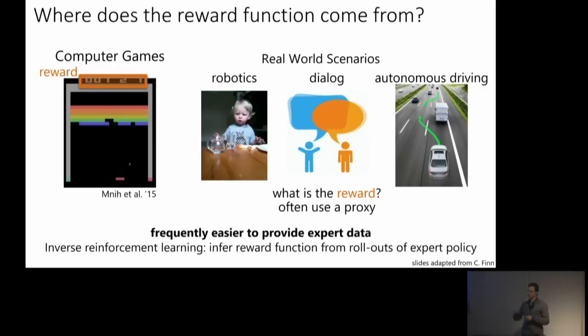So in these kinds of situations, sometimes it can actually be easier to obtain example demonstrations. Certainly for driving, you can get people to drive around. For dialogue, you can get them to talk to each other, and so on. So inverse reinforcement learning is something that we can use to infer the reward function from these expert demonstrations without having to program it by hand. So that's what we're going to talk about.